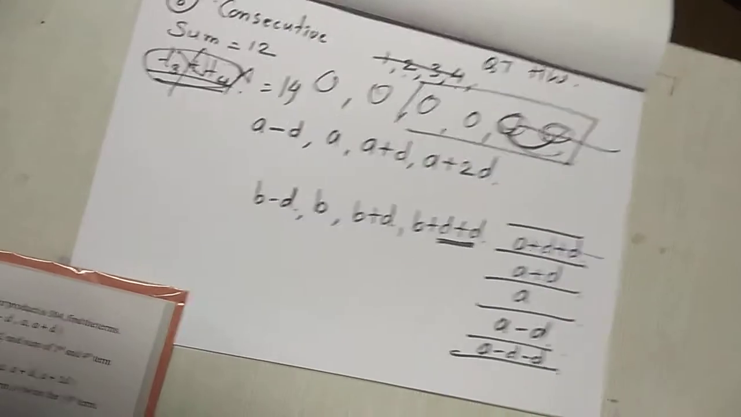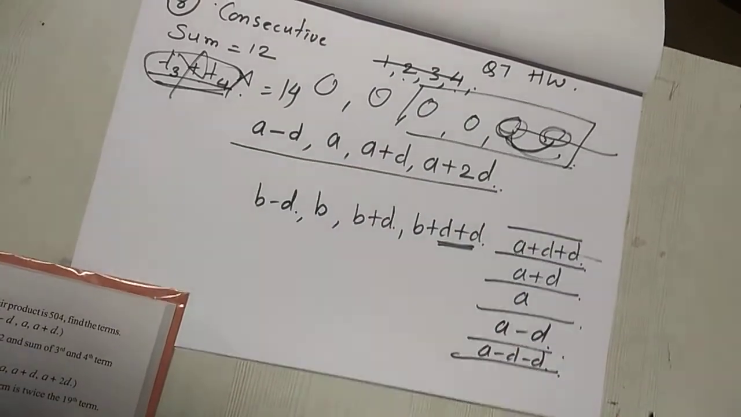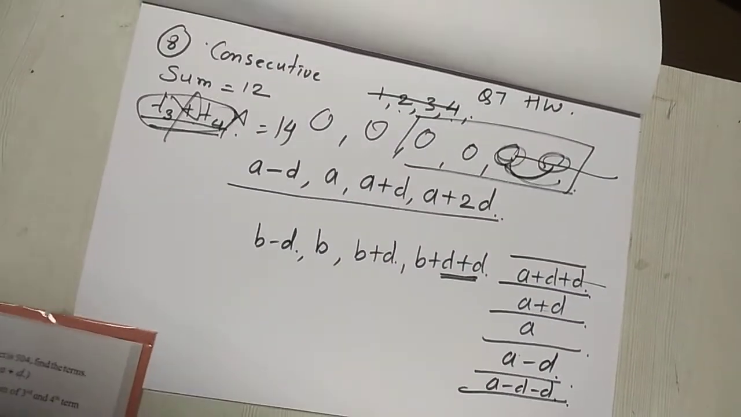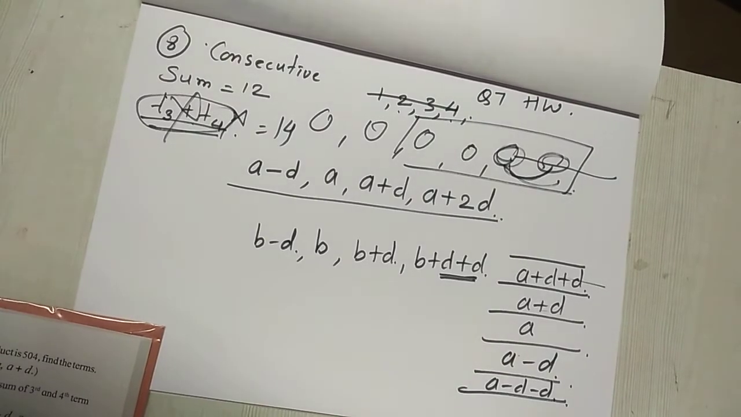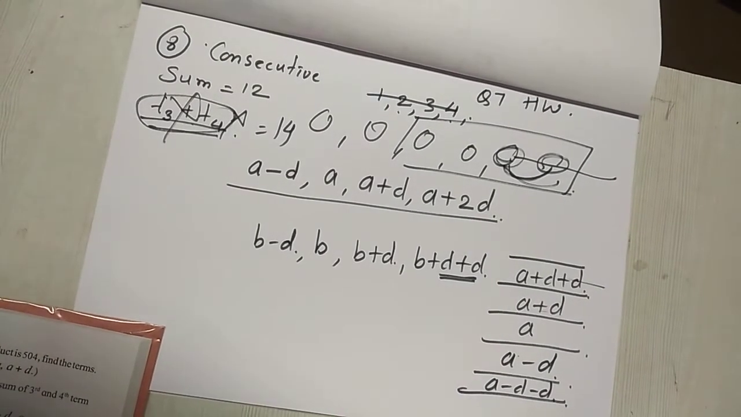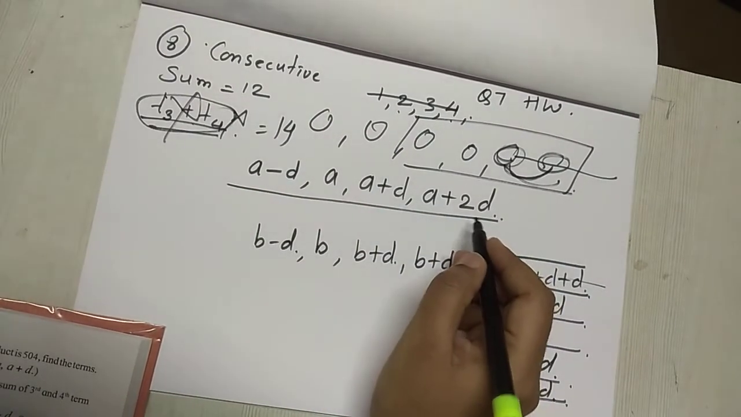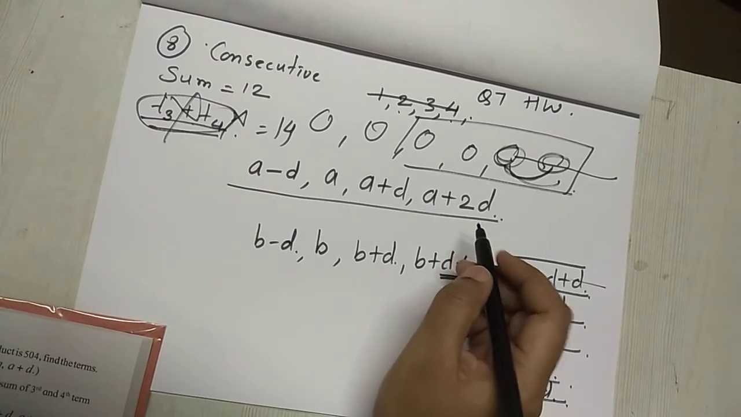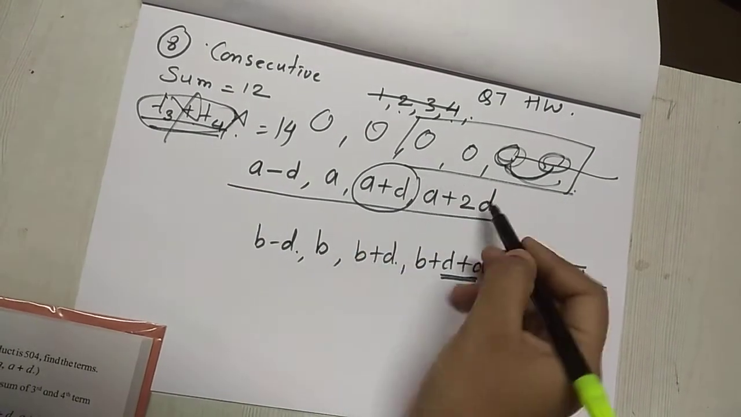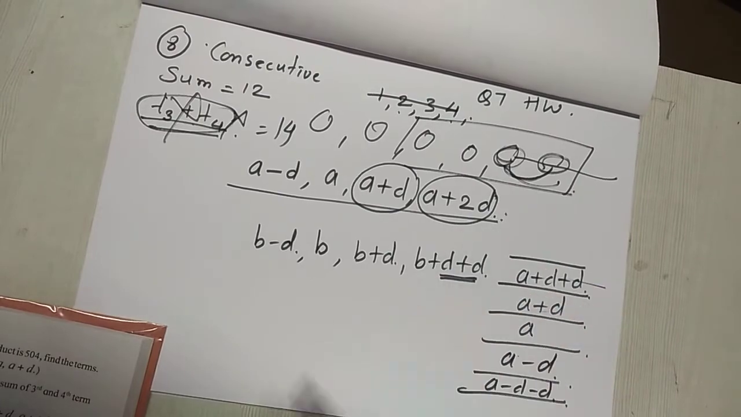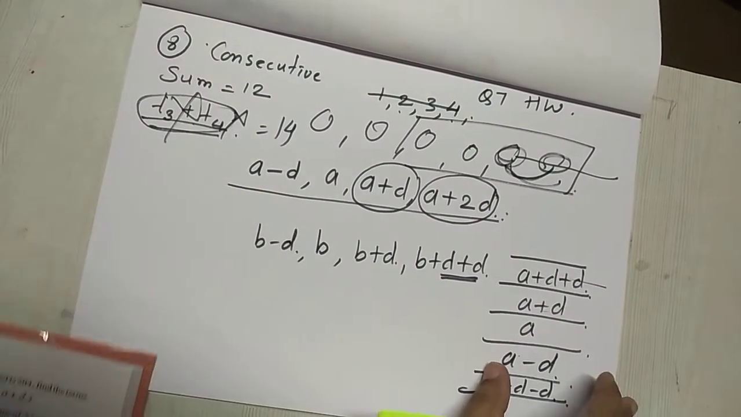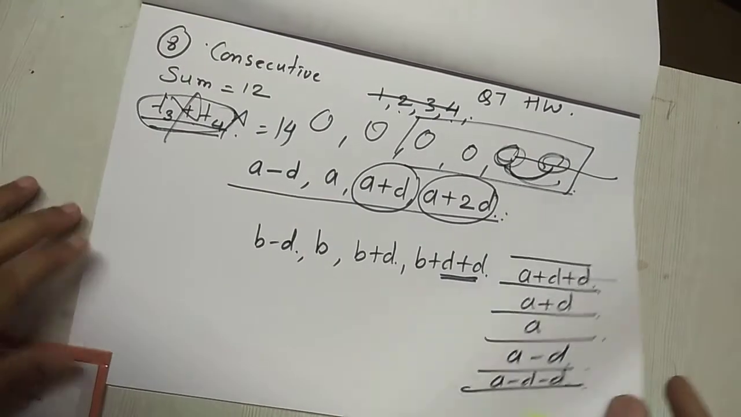Okay, so let the consecutive terms be a minus d, a, a plus d and a plus 2d. So these are the four consecutive terms. The relation is that the total of all these four terms is 12, and the second relation given is that the third term and the fourth term, when you total them, the answer is 14. Okay, so let's start with the sum. This was rough working. We'll start the sum on a new fresh page.